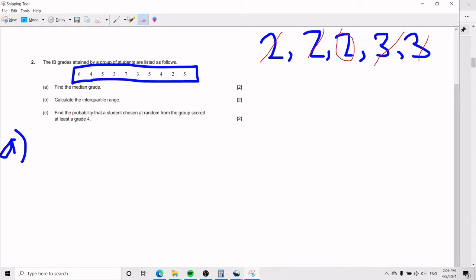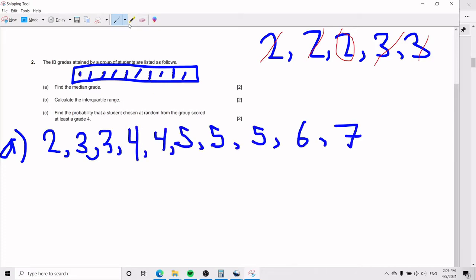But in the problem, I would first have to organize my values from lowest to highest. Doing that, I notice that I have 1, 2, so I put that 2 right here. I notice that I have no more 2's, but I do have two 3's, so I put those here. And I go on with the 4's, etc.